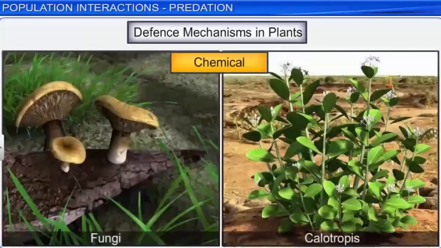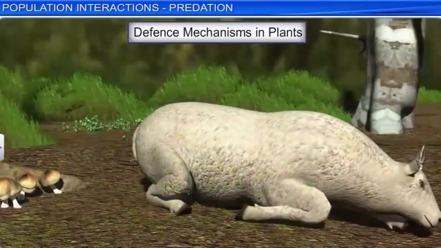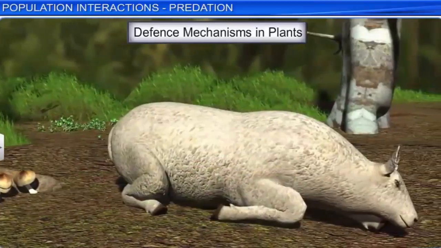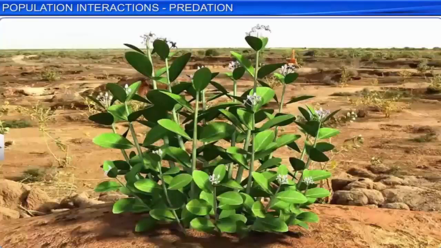Also, a few plants like Calotropis and some fungi have chemical defense mechanisms which include the production of harmful and distasteful chemicals. These chemicals make the herbivore sick, inhibiting its digestion, impacting its reproduction, and sometimes may even kill the predator. In fact, the Calotropis plant produces a highly poisonous cardiac glycoside, which is why animals don't consume this plant.